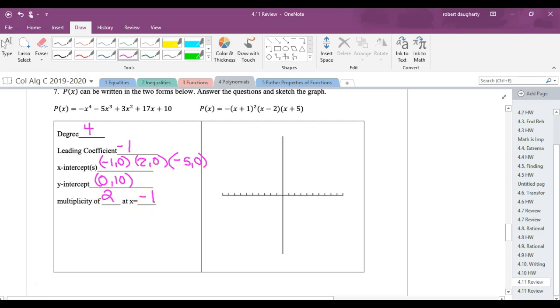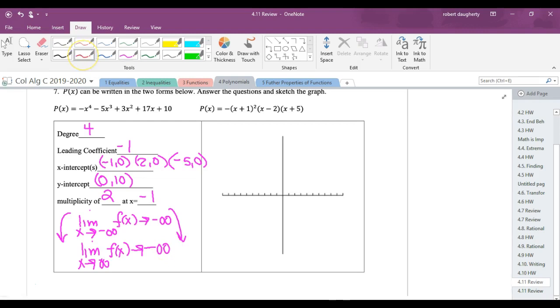And the end behavior, if this is 4th degree, I did not ask you for that, but it's fair game for the test. So the limit as x goes to -infinity of f of x is going to approach -infinity. And as my x values travel to the right, my function values are also going to approach -infinity. So with multiplicity at -1, I do not cross the axis at -1. I will cross at 2 and -5.